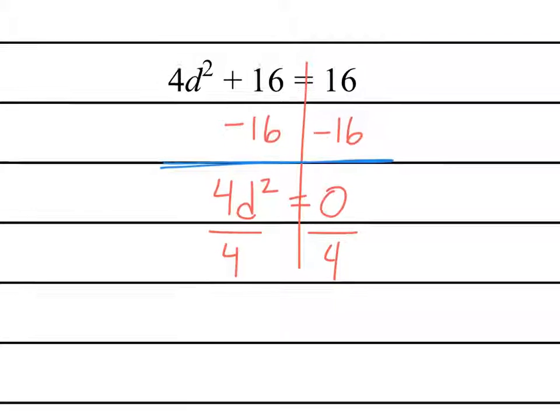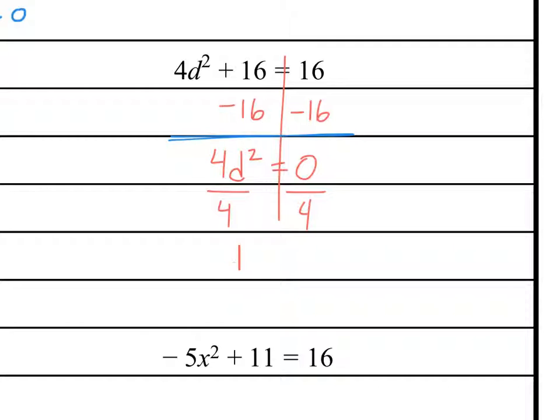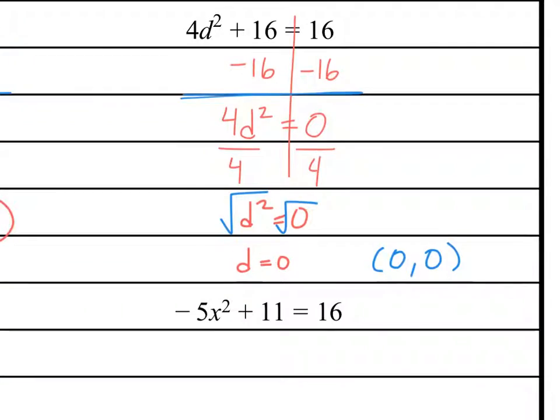So you want something squared equals a number. So now you have d squared equals 0. Take the square root of both sides. Okay. Is there such thing as positive and negative 0? No. So your answer is just going to be 0. So your x-intercept is at the point 0, 0. X equals 0 when y equals 0. Moving on.